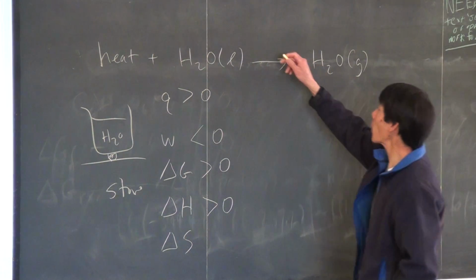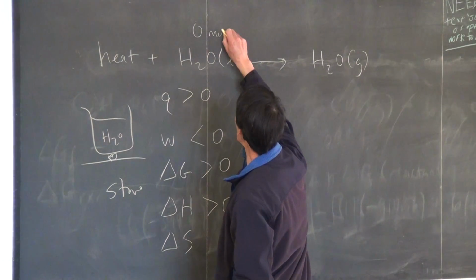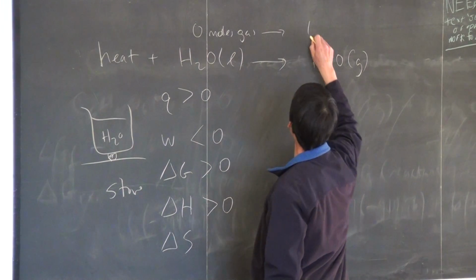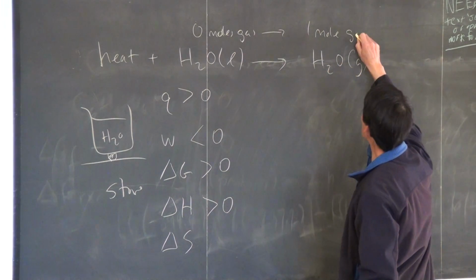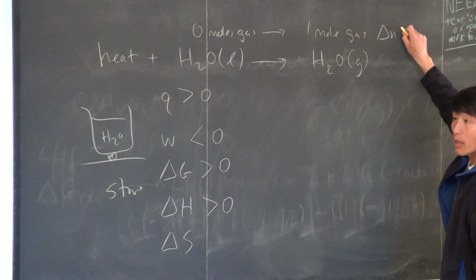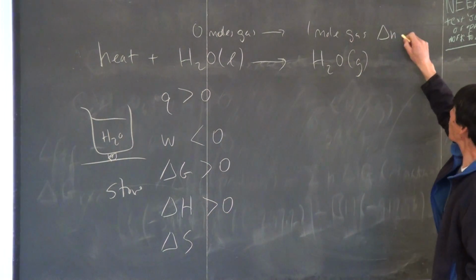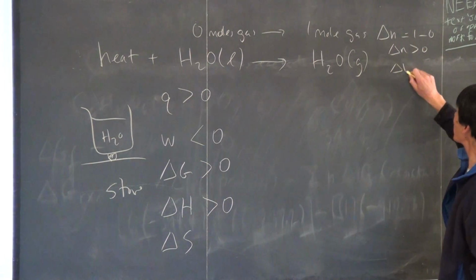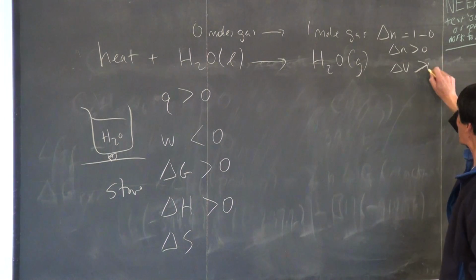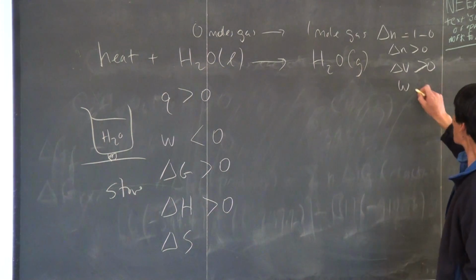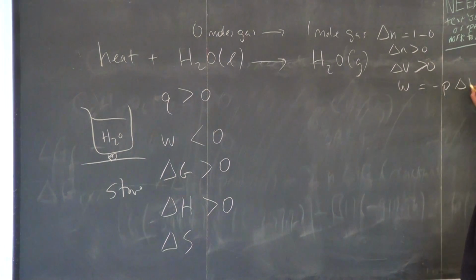Yeah, because note that we have 0 moles of gas reactants going to 1 mole of gas products. So that means delta N is going to be 1 minus 0, which means that delta N is greater than 0, which means that delta V is going to be greater than 0. Note that we have an expansion occurring here, which means that work, which is equal to minus P times delta V, is going to be less than 0.